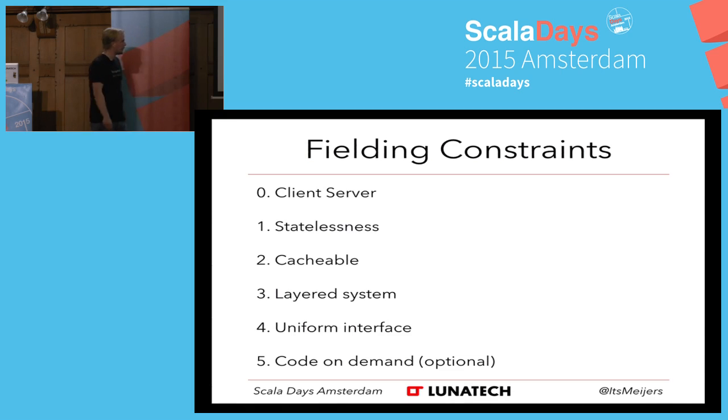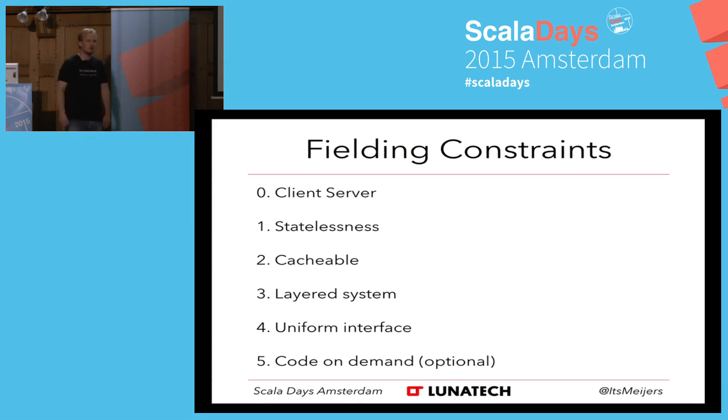Then you have the third constraint, the cacheable constraint, and this is where your server should be able to provide a client with a response header, for instance the ETag or the expiration header, on how long this certain representation is valid. And this way, if the client implements it well, it will save you quite a lot of data. And then you have the fourth constraint, the layered system constraint, and this is where the client has the feeling of only talking to one server.